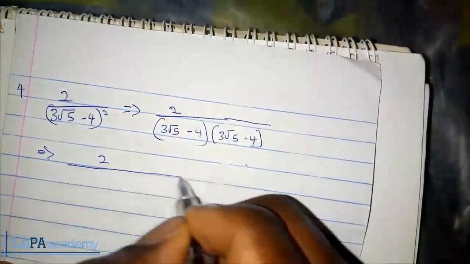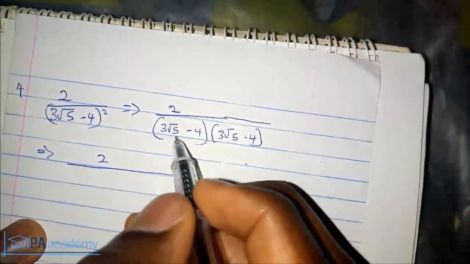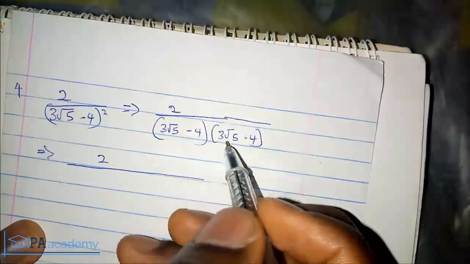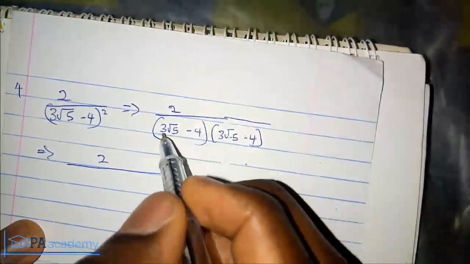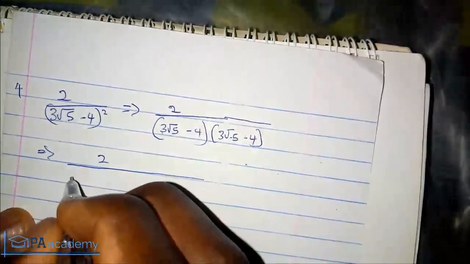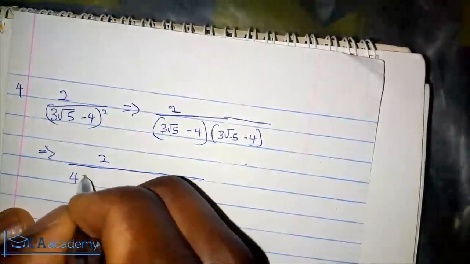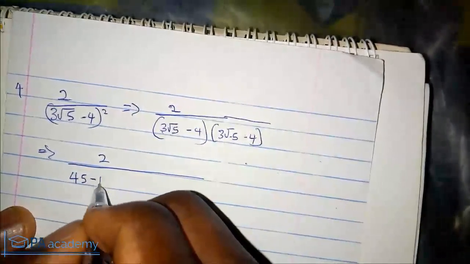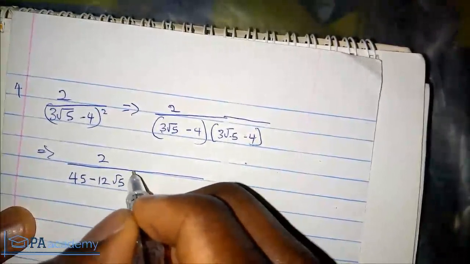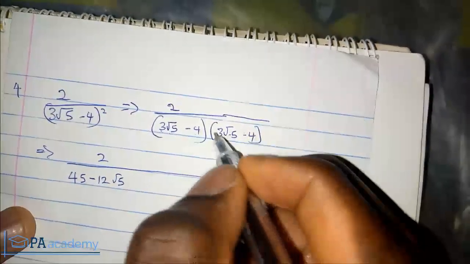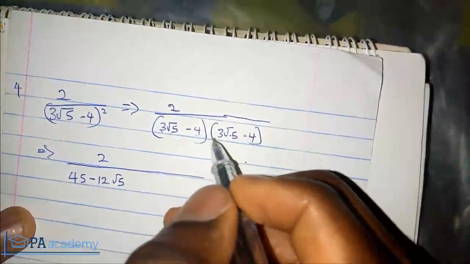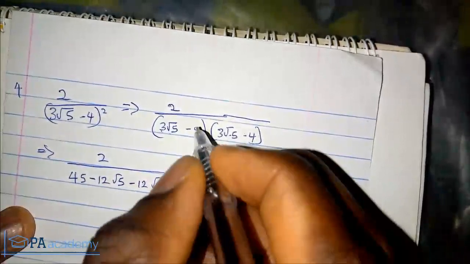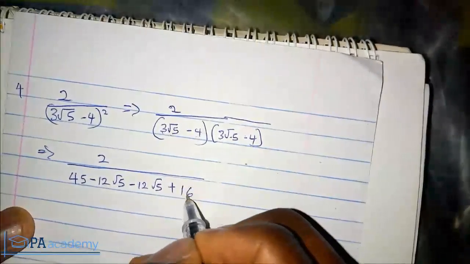So we are going to use what we have here to multiply what we have in the second bracket. So we have 2 over, now 3 root 5 multiplied by 3 root 5. So 3 times 3 is 9 times 5, because root 5 times root 5 is 5. So that will give us 45. So 3 root 5 multiplied by minus 4, we will have minus 12 root 5. Then now you use minus 4 to multiply what we have in this bracket. So minus 4 times 3 root 5 gives us minus 12 root 5. Minus 4 times minus 4 gives us plus 16.